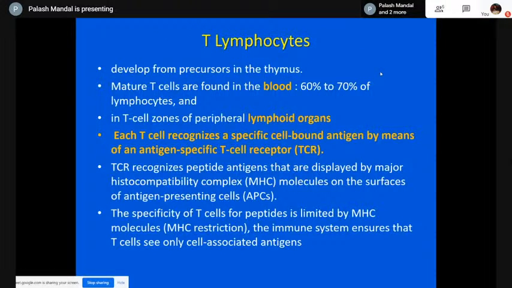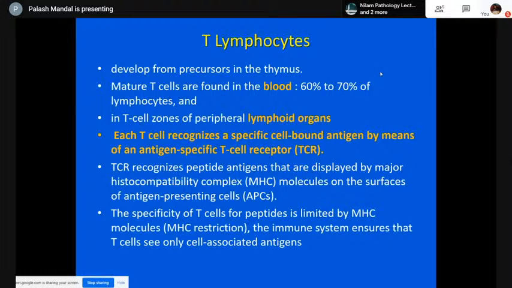Now the basics. I will not go into details, just a few words about these immune cells. T lymphocytes develop from precursors in the thymus, and most of the mature lymphocytes in the blood are T lymphocytes. Almost 60 to 70% of the lymphocytes are T lymphocytes. The rest, 30 to 40%, are B lymphocytes. T lymphocytes are present in the blood as well as in the peripheral or secondary lymphoid organs, in specified areas. When you study the structure of a lymph node, you will know that. I'm not going into details because it will take more time.